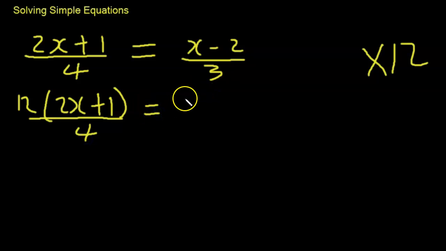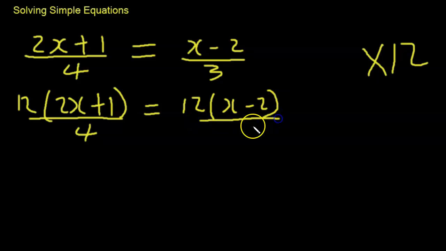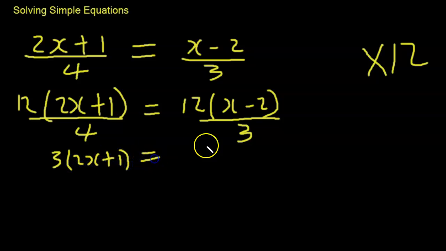So 12 times this side, and 12 times the other side. Alright, so times both sides by 12. Now 4 into 12, that's 3. So what you have outside the bracket here is 3, and then 2x plus 1. And 3 into 12, that's what, 4? x minus 2.